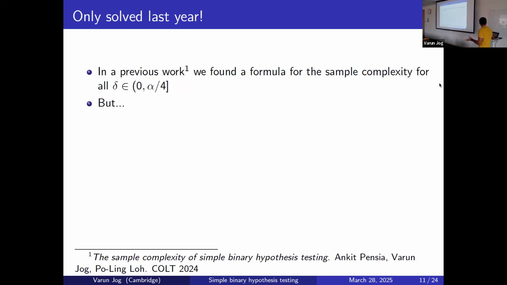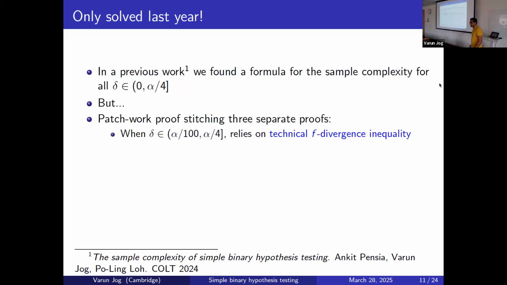So we do have a formula, but there are some drawbacks of this formula that I would try to address in this talk. One is that the proof is actually a patchwork of 3 different proofs. We had to find a formula that works in all regimes, but we couldn't find one formula. When delta was a constant fraction of alpha, we used some technical F divergence inequality between Hellinger divergences and Jensen-Shannon divergences to get the bound.